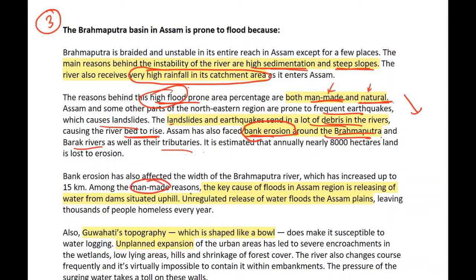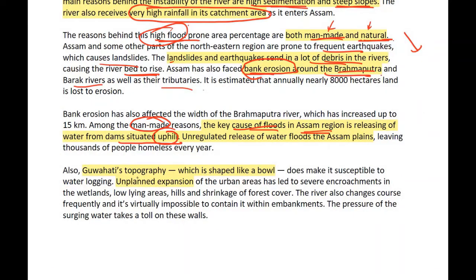Man-made reasons की अगर हम बात करें, when we talk about the man-made reasons, one key cause of floods in Assam is the releasing of water from dams that are situated uphill. डैम से पानी जो है वो रिलीज कर दिया जाता है in an unregulated manner, and this is one man-made reason for floods. इसके अलावा एक और man-made reason है, this unplanned expansion. Unplanned expansion of urban areas has led to severe encroachments in the wetlands, low-lying areas, और उससे क्या हुआ है कि forest cover भी जो है वो shrink हो गया है.